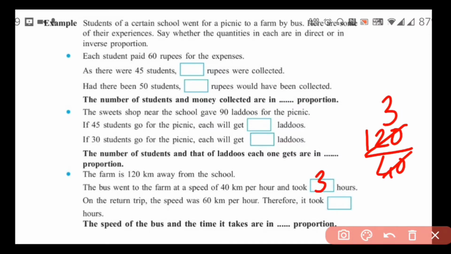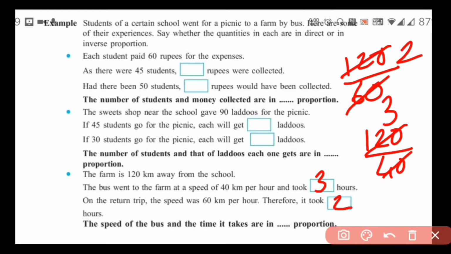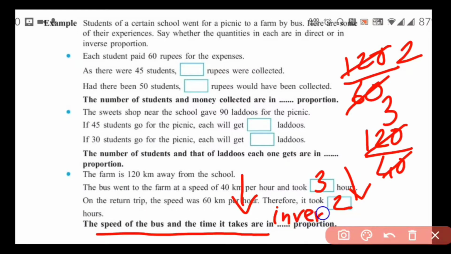Now on the return trip, the speed was 60 kilometers per hour. The speed has increased. So 120 upon 60, 60 twos are 120, it will reach in 2 hours only. So the speed is increasing, but the time, the number of hours, is decreasing. One quantity is increasing and the other is decreasing, and that's why the speed of the bus and the time it takes are in inverse proportion. When one quantity is increasing and the second is decreasing, we can say that there is an inverse proportion.